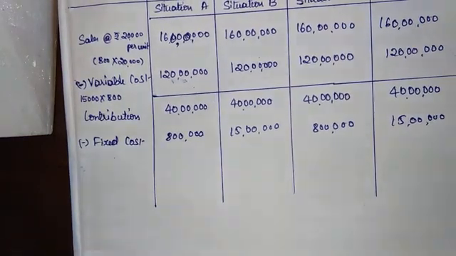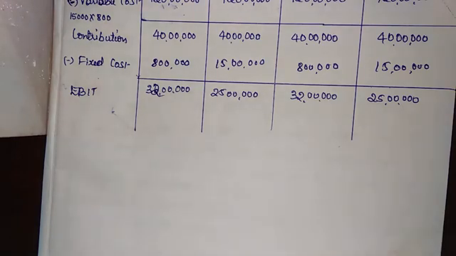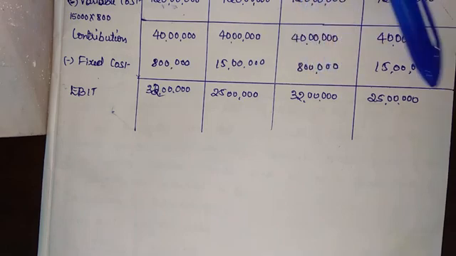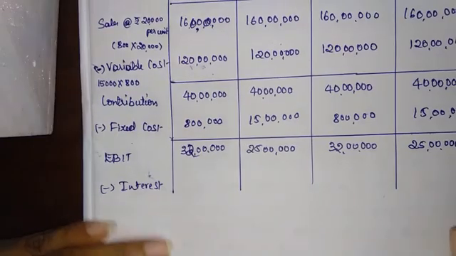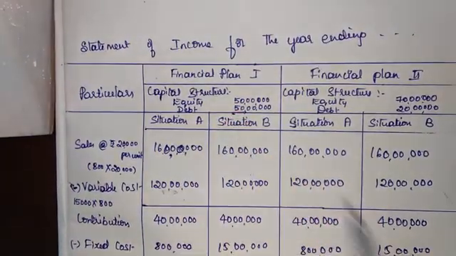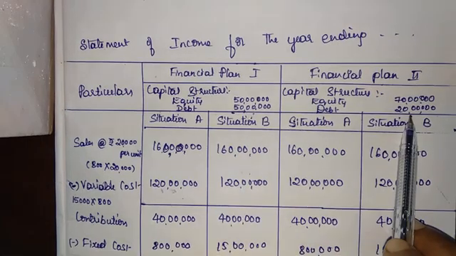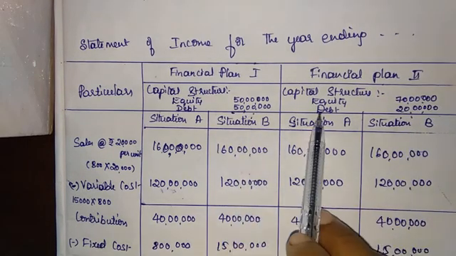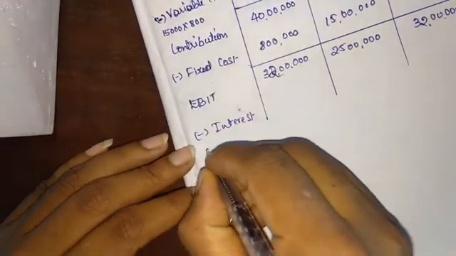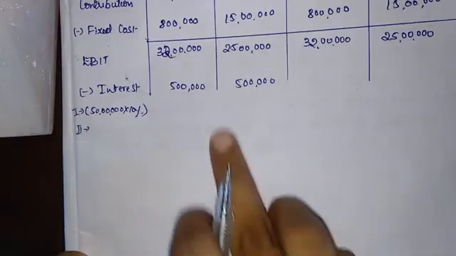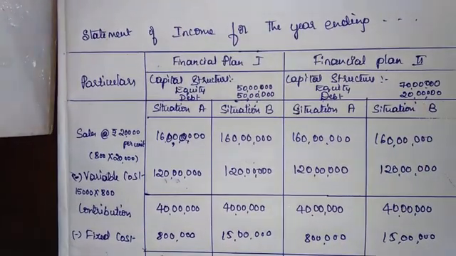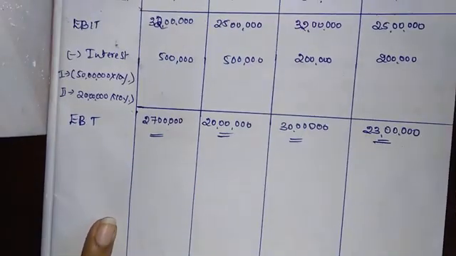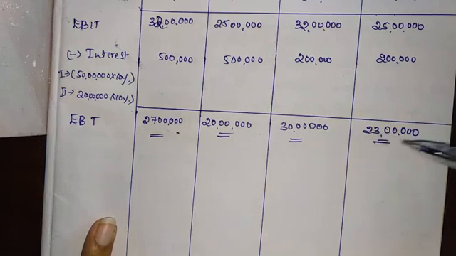So contribution minus fixed cost gives EBIT: 32 lakh for situation A and 25 lakh for situation B, and financial plan 2 is also the same. Less interest: financial plan 1 has debt of 50 lakhs and financial plan 2 has debt of 20 lakhs, and the rate of interest is 10%. So 50 lakh into 10% means interest is 5 lakh, and in financial plan 2, 20 lakh into 10% is 2 lakh. Therefore EBT is 27 lakh, 20 lakh, 30 lakh and 23 lakh.